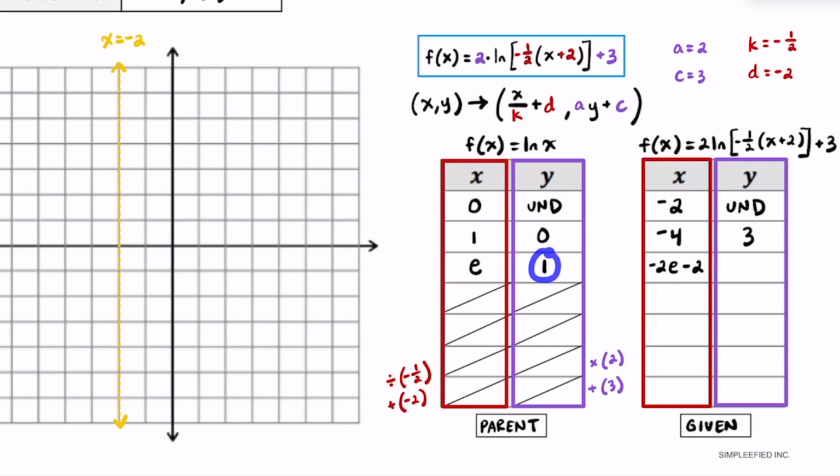And then finally here we have y is equal to 1, so if we multiply that by 2, that's going to be 2 plus 3, and that's going to equal 5. So let's plot that right over here. And again, let's just use these 3 points that we have here. That should be more than enough.